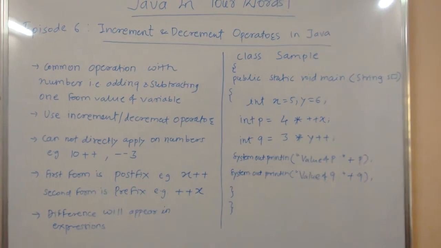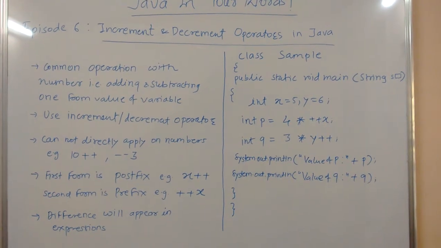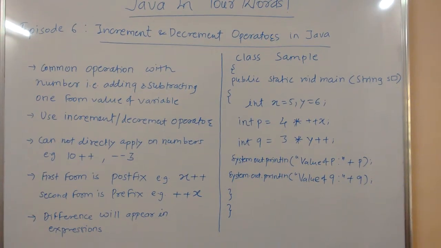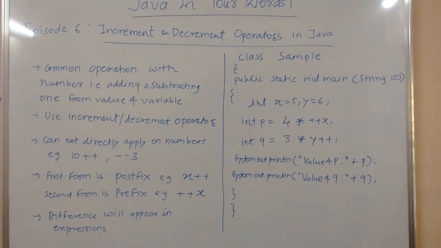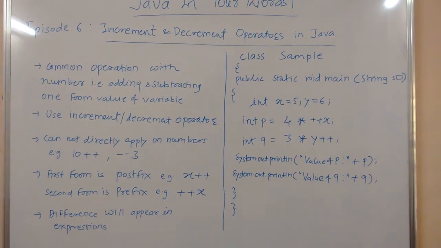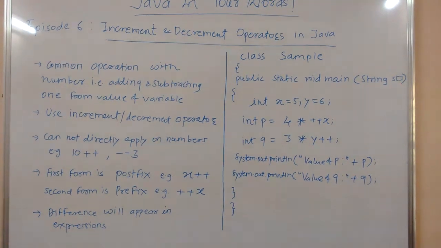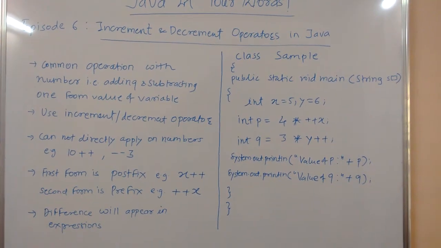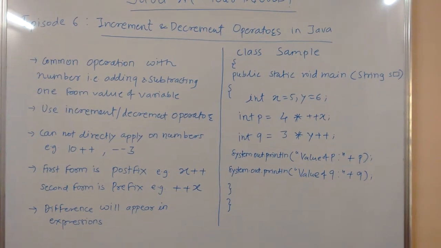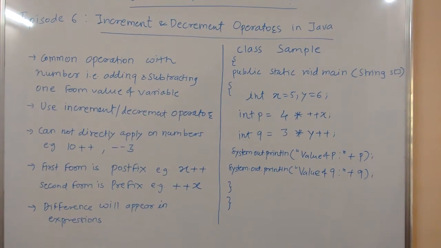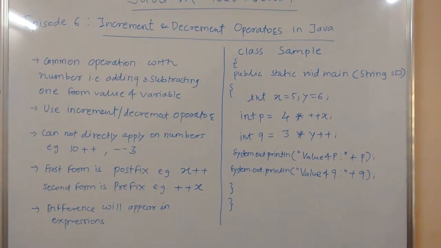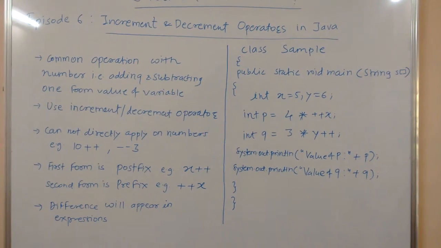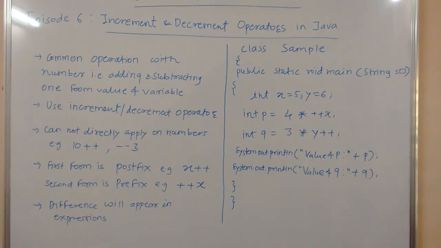One of the most common operations with numeric type variables is adding and subtracting one from the value of that variable. For that purpose, Java provides one type of operator, that is the increment and decrement operator. You can make use of this operator for performing the operation specified earlier, that is, adding and subtracting one from the value of that particular variable.